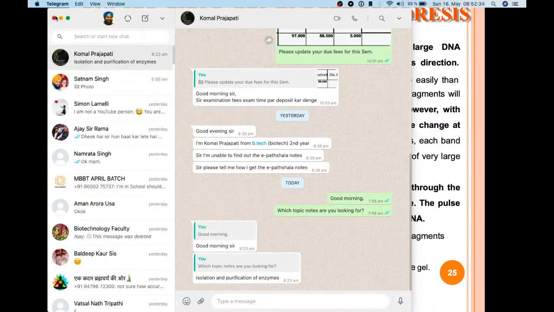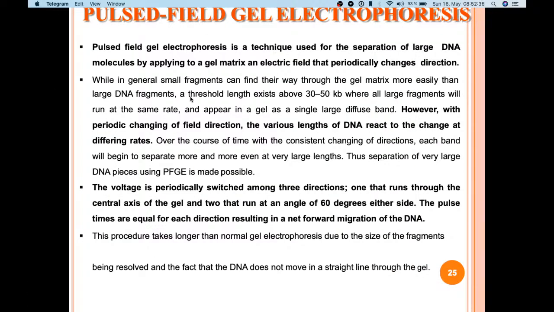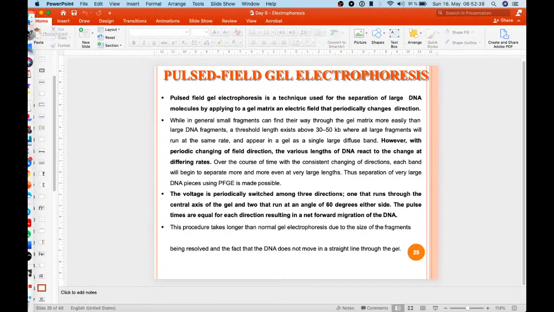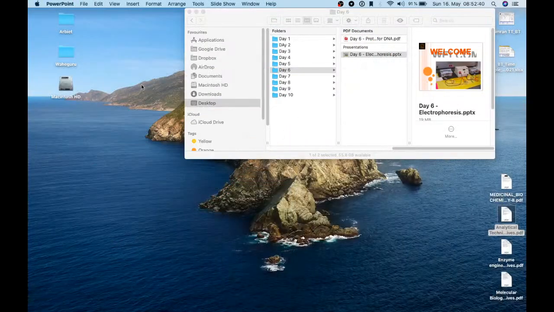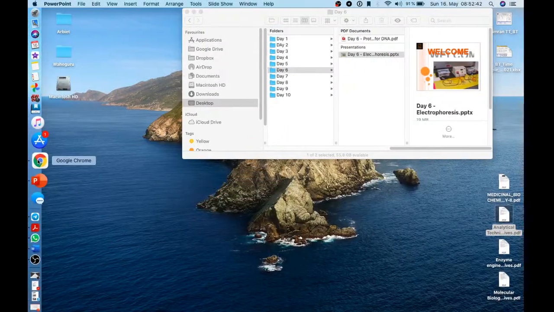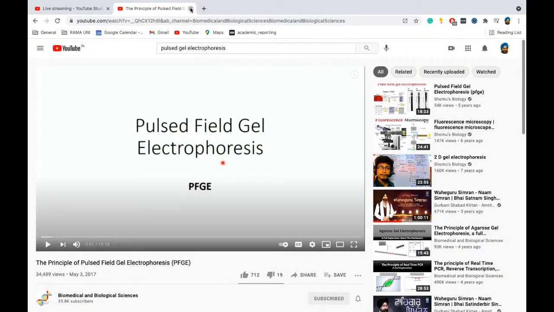We continue with the electrophoresis. So I will not close this one. So see you soon, students.